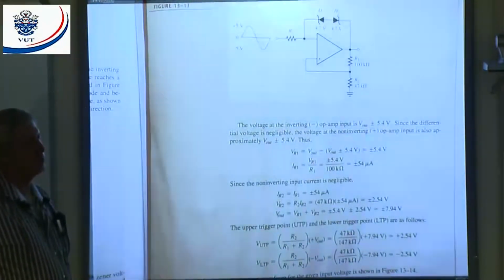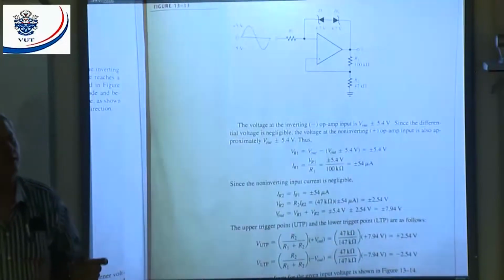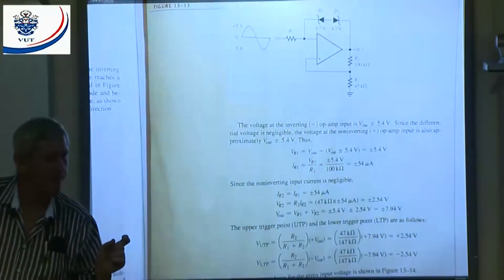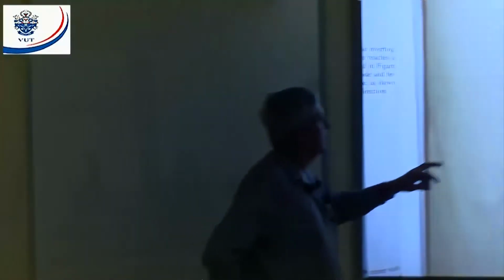What have I told you right in the beginning when we start with the op amps? I've told you the op amp always tries to make the voltage difference equal to what? 0. All right. That's why they make this statement.